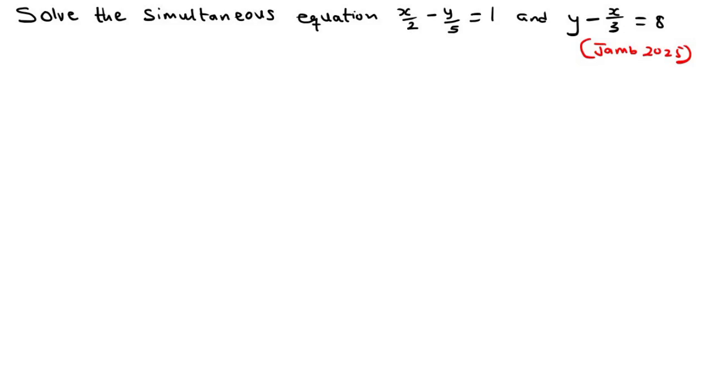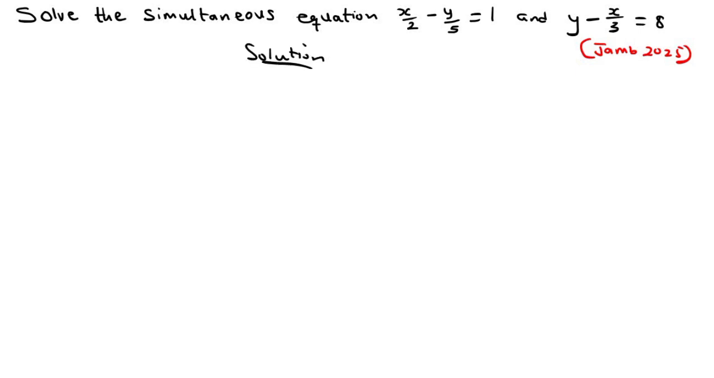Now today we want to solve this JAMB question. The question says solve the simultaneous equation x over 2 minus y over 5 equals 1 and y minus x over 3 equals 8. So permit me to write it out one after the other.